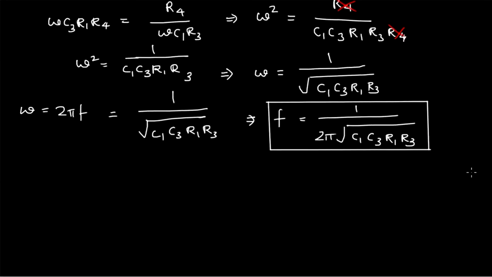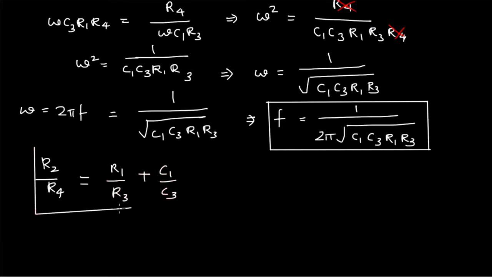So we have the bridge balance equation. We have two expressions: one expression determines the required resistance ratio, that is R2 by R4, and another expression determines the frequency value. R2 by R4 is equal to R1 by R3 plus C3 by C1. This is the first condition, which we have already seen. If the bridge satisfies this resistance ratio and it is excited with this frequency, we can say that the bridge is in balance.